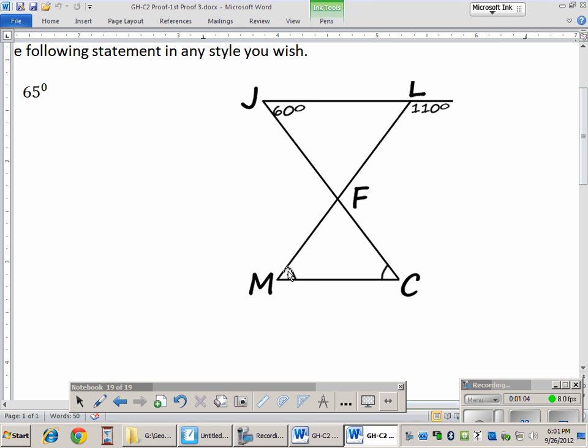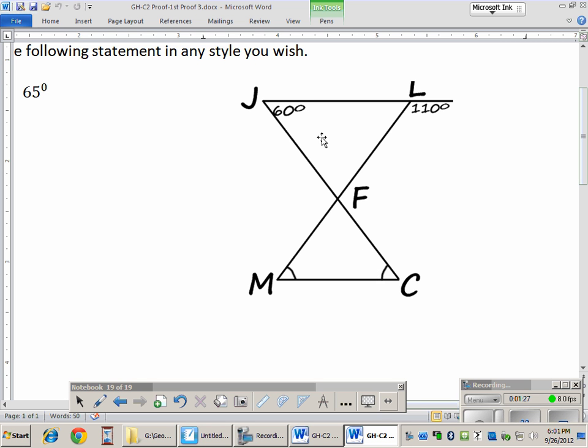Like, first of all, I can definitely see the congruency markings. So to get this guy, I'm probably gonna know this guy. But to know this guy and to know this guy would be enough because then I'd have a triangle. So to get FMC, I really have to know this angle MFC and this angle FCM. If I know these two angles, I am good to go.